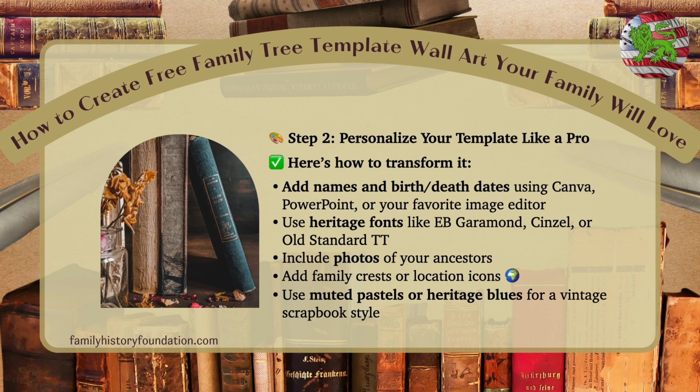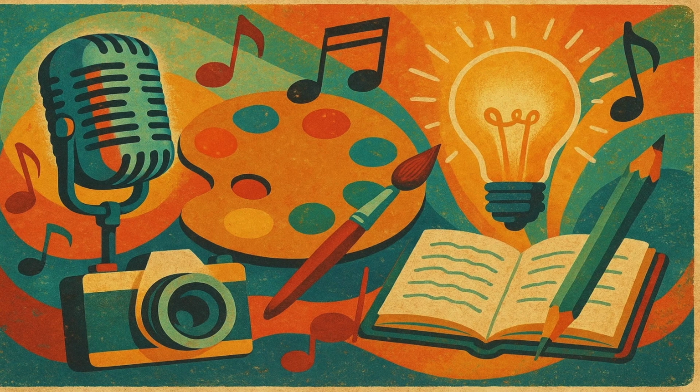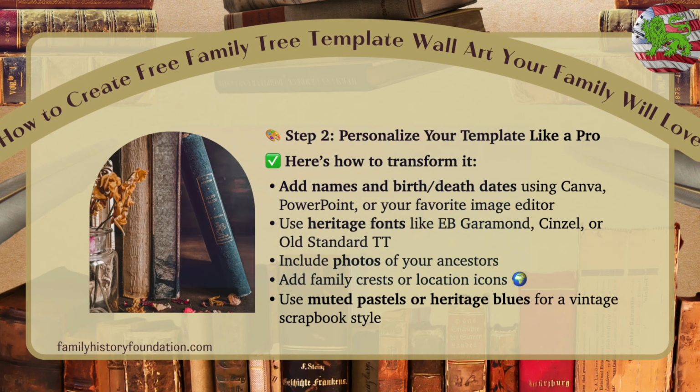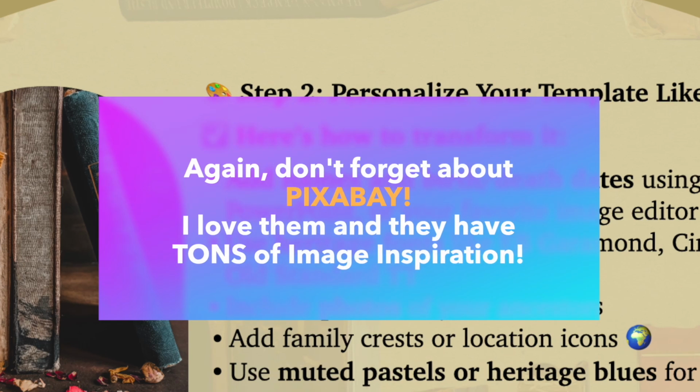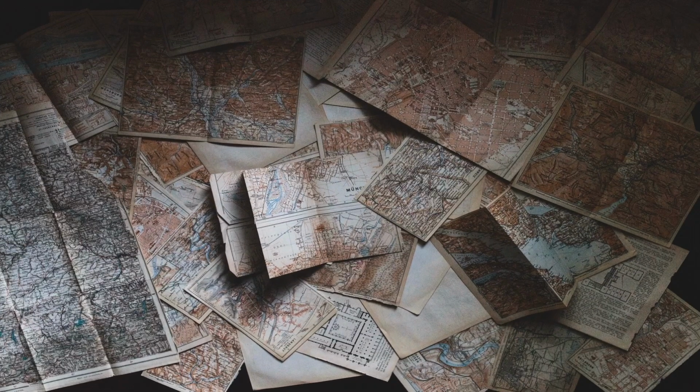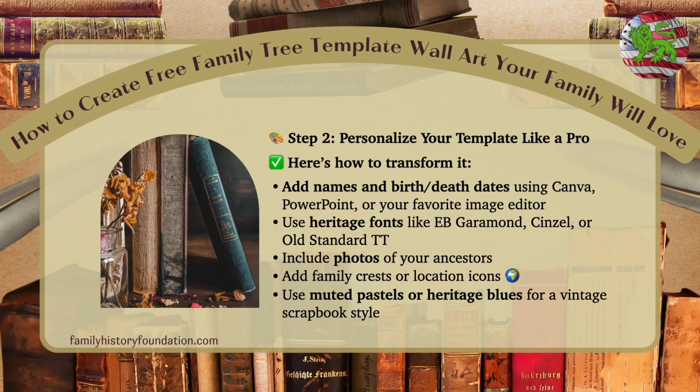And speaking of heritage fonts, when you include photos of your ancestors, again, make sure they're high res and you can take them, digitize them, scan them. If you don't have a scanner, go down to the UPS store or something. You can scan things and do that. You can take high res pictures with your phone using a stabilizer, anything you want to do, okay? You can add a family crest, or location icons, maybe a picture of a country, picture of a state, or something like that to personalize it, okay?